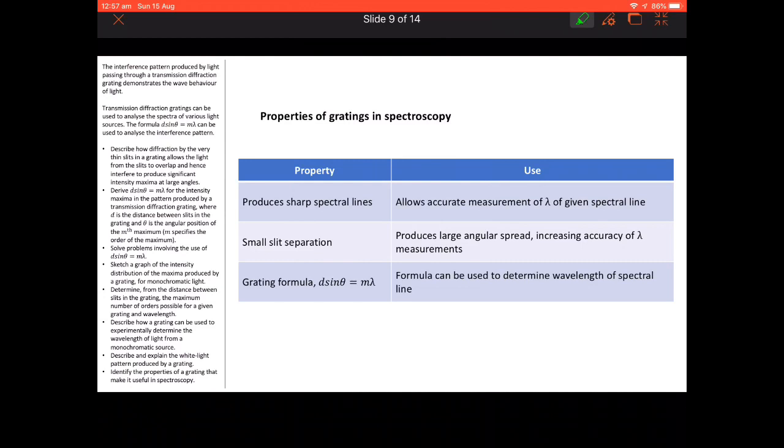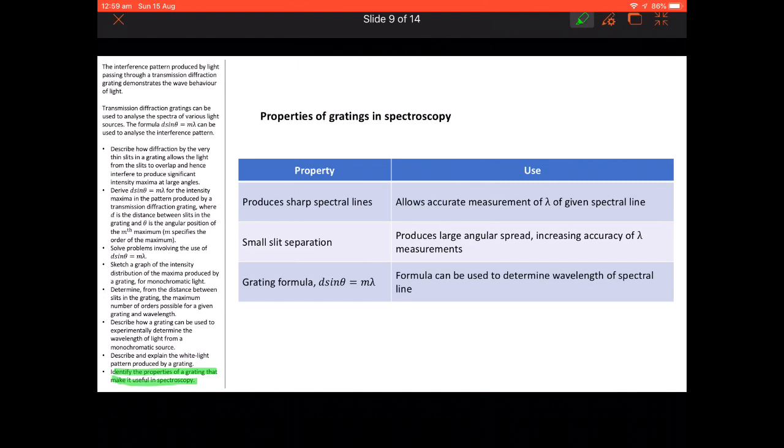Now we're looking at the bottom success criteria here, so we're just jumping around in terms of the order, but we will cover them all. So, properties of gratings that are useful in spectroscopy. The fact that gratings produce sharp spectral lines allows for the measurement of the wavelength of a given spectral line. Because you can determine the angular position of a spectral line pretty precisely, you can therefore use that to determine the wavelength.